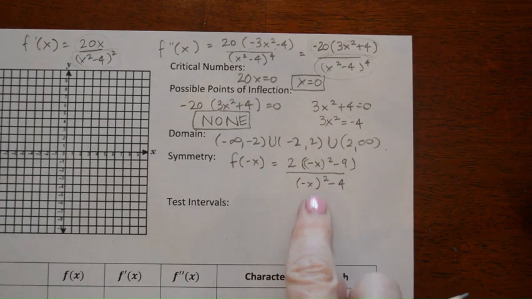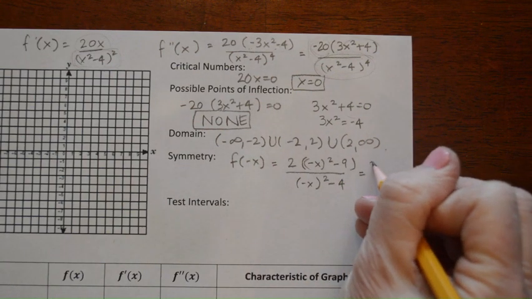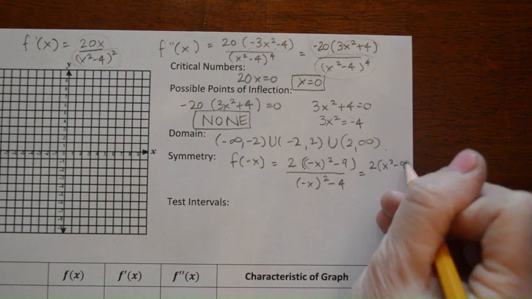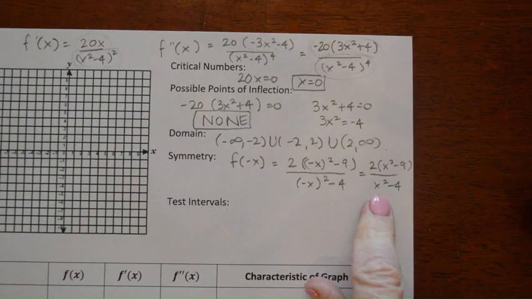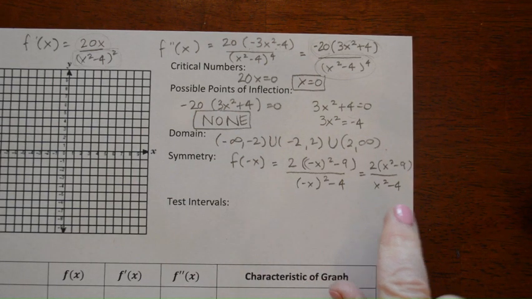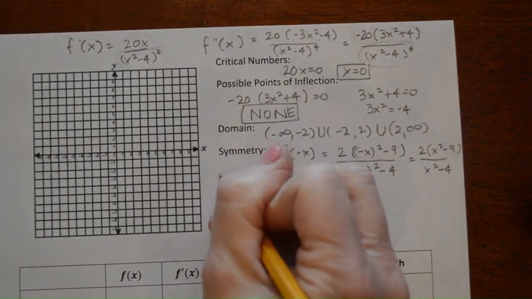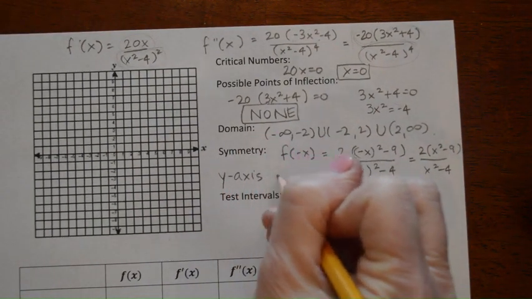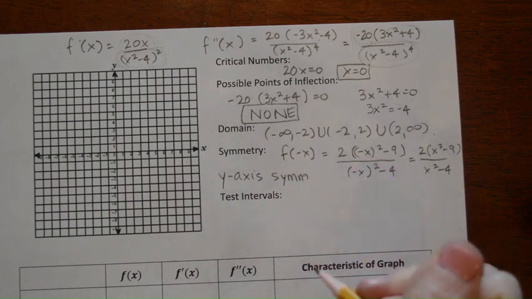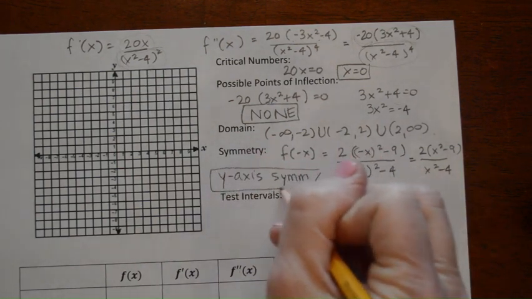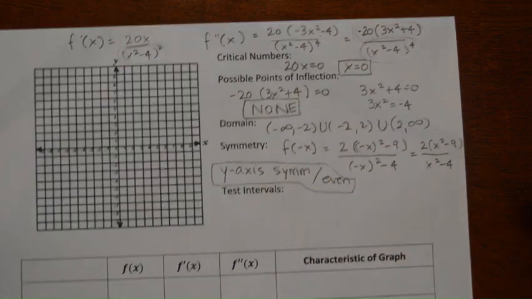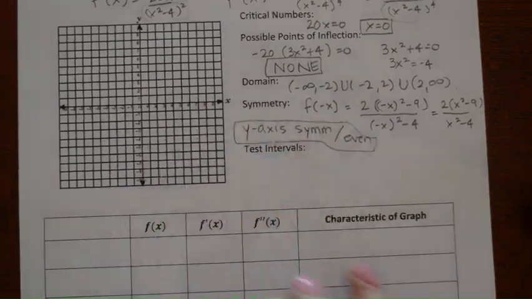All right, when we simplify that out, we end up with 2 times x squared minus 9 over x squared minus 4. So yes, this is symmetric. It's an even function. In other words, it has y-axis symmetry, or we could say it's even. And again, that's just going to help as we sketch our graph.